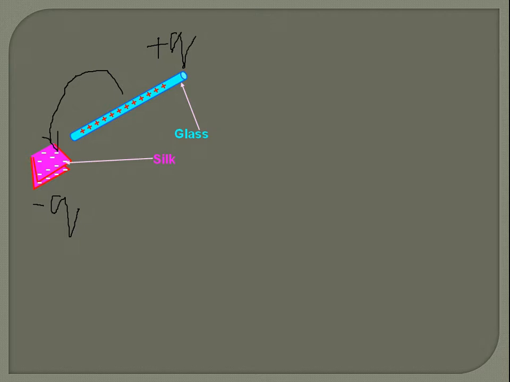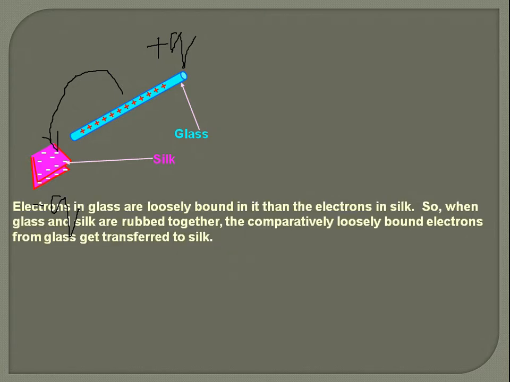So why does this happen? You can read this: electrons in glass are loosely bound, unlike electrons in silk. So that's why when we rub these two materials, the electrons of the glass rod are taken by the silk cloth. So the silk cloth becomes negatively charged and the glass rod becomes positively charged.